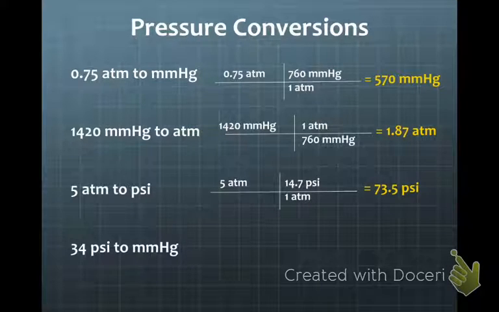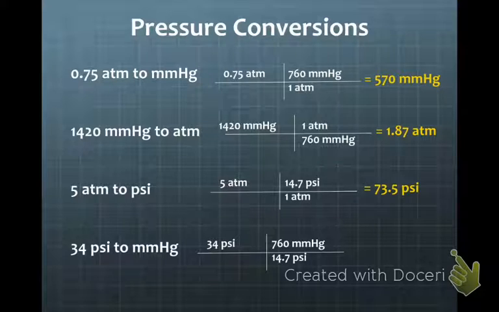Finally, the last one, 34 psi to millimeters mercury. You're going to start with psi on the top left. And then we know that 14.7 psi equals 760 millimeters mercury. And when you do 34 times 760, and then divide by 14.7, you should get 1,757.82 millimeters of mercury.